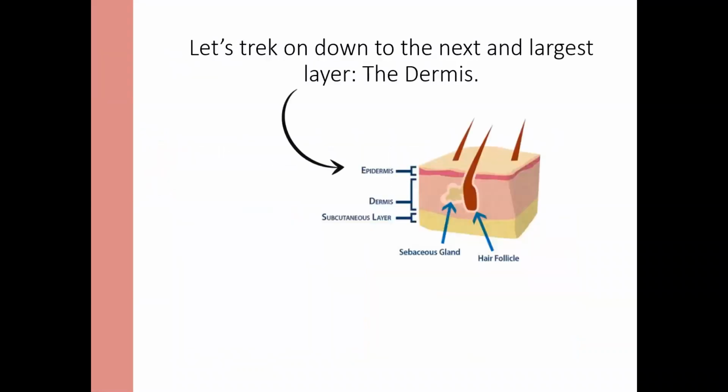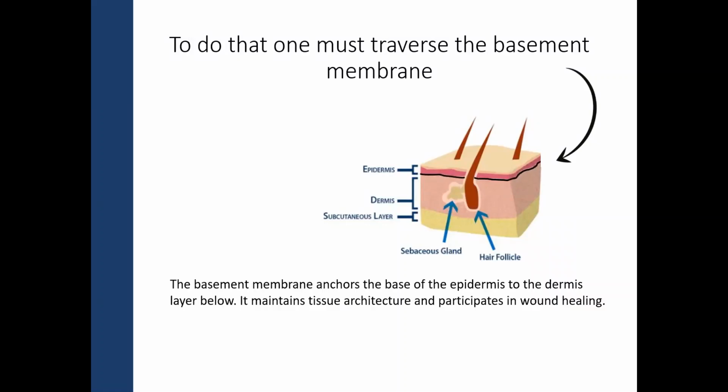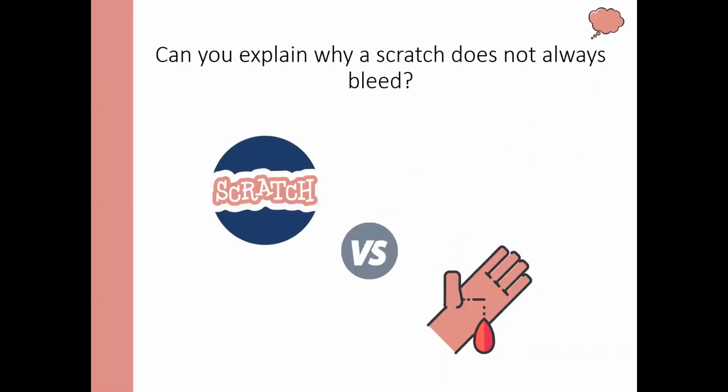Let's trek on down to the next and the largest layer, the dermis. To do that, one must traverse the basement membrane. The basement membrane anchors the base of the epidermis to the dermis layer below. It maintains tissue architecture and participates in wound healing. It serves as a protective physical barrier between the epidermis and the dermis. Several skin diseases, including a number of autoimmune conditions, can damage the basement membrane zone. Can you explain why a scratch doesn't always bleed?